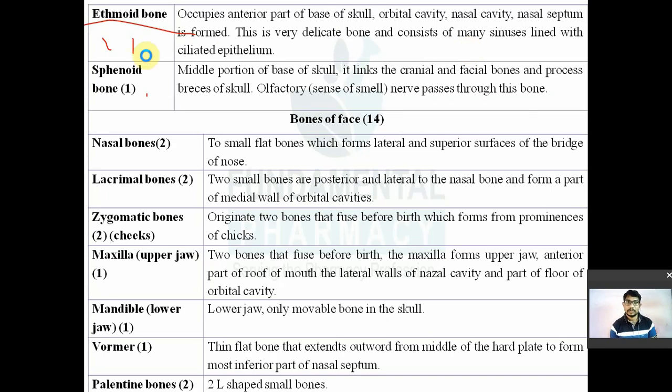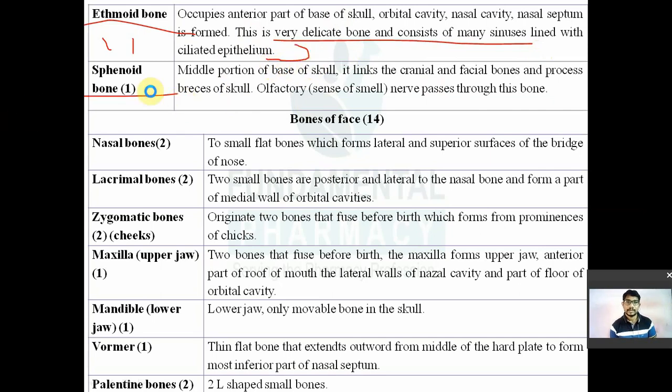It is a very delicate bone and consists of many sinuses. Sinus means opening. It is a very delicate bone consists of many sinuses with the ciliated epithelium. Ciliated epithelium, cilia lining.